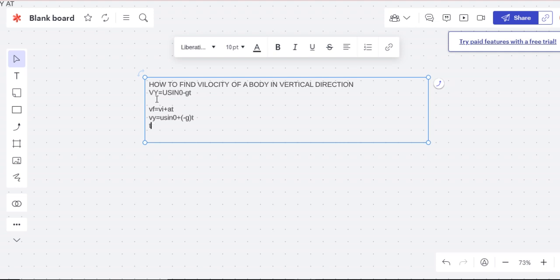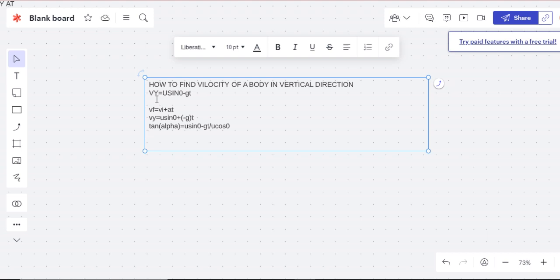How are you going to find the angle? For the angle, we can write tan alpha, in brackets, equals u sin theta minus gt divided by u cos theta. So this is the formula for finding the angle.